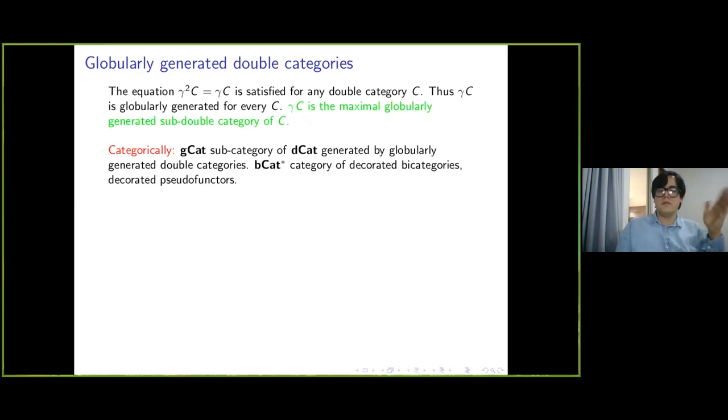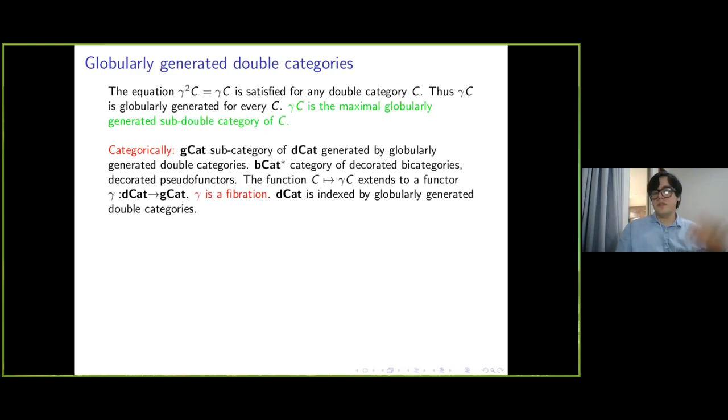So remember that we organize double categories into a two-category. We have to say some things about double natural transformations, so I'll just stick with the one-dimensional stuff. So DCat now denotes the category of double categories, call GCat the subcategory of globularly generated double categories, sorry. And write BCat-star for the category of decorated bicategories and decorated pseudofunctors. I didn't define what a decorated pseudofunctor is, but it's what you might imagine. So it's just a pseudofunctor, a functor, and they are the same on objects.